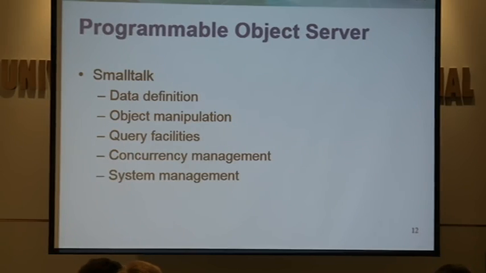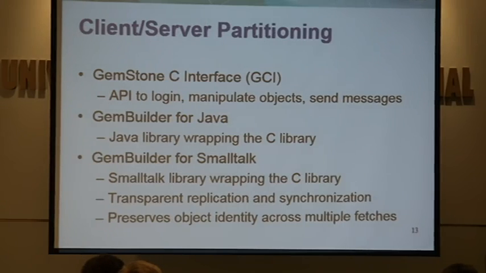With Smalltalk, the data definition, object manipulation, query, concurrency management, and system management are all done through Smalltalk. So directly there. You can do the client-server partitioning. Gemstone provides a C interface, and we were talking with some people about the possibility then of if you can bind to a shared library, a DLL or a .so, then you can start interacting with Gemstone. There's an API in the C library to log in, manipulate objects, and send messages.